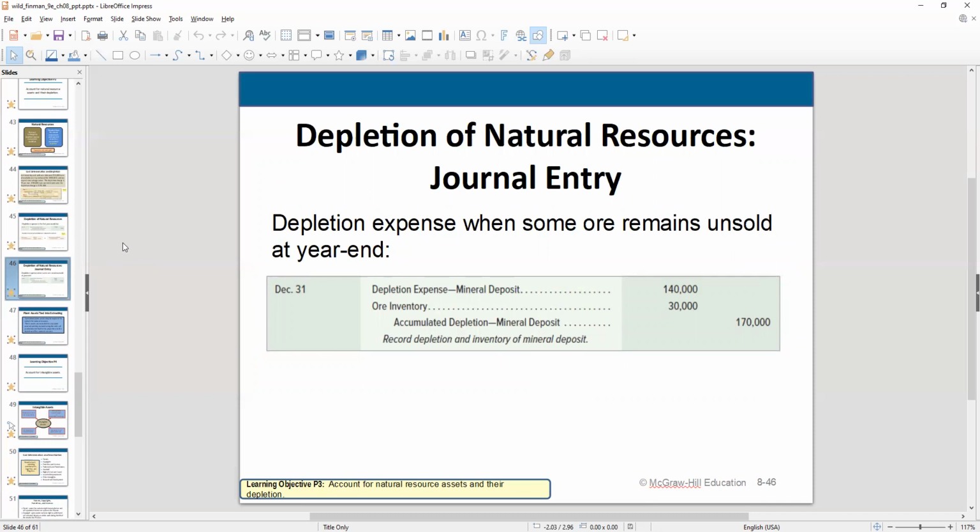So if some ore remains unsold, then you're going to carry that in ore inventory. So in this example, we can see that you carry the depletion expense for the mineral deposit at whatever is extracted out of the ground, and then the balance is carried in ore inventory, and then you will credit the accumulated depletion of the mineral deposit, so that both sides, debits and credits, equal each other.